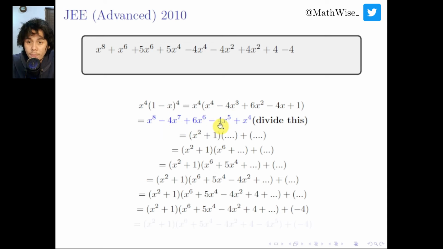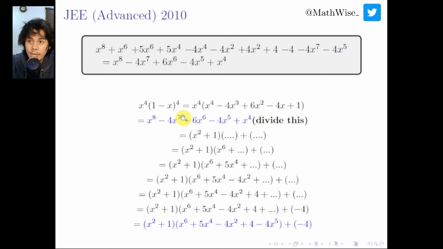We can easily do that by adding minus 4x power of 5. We multiply with x squared, it becomes minus 4x power of 7. Multiplied by 1, we have minus 4x power of 5. So we have all of this now. And this, we simplify this, and this will be the desired polynomial. So we have now x power of 4 times 1 minus x to the power of 4 here is equal to this.